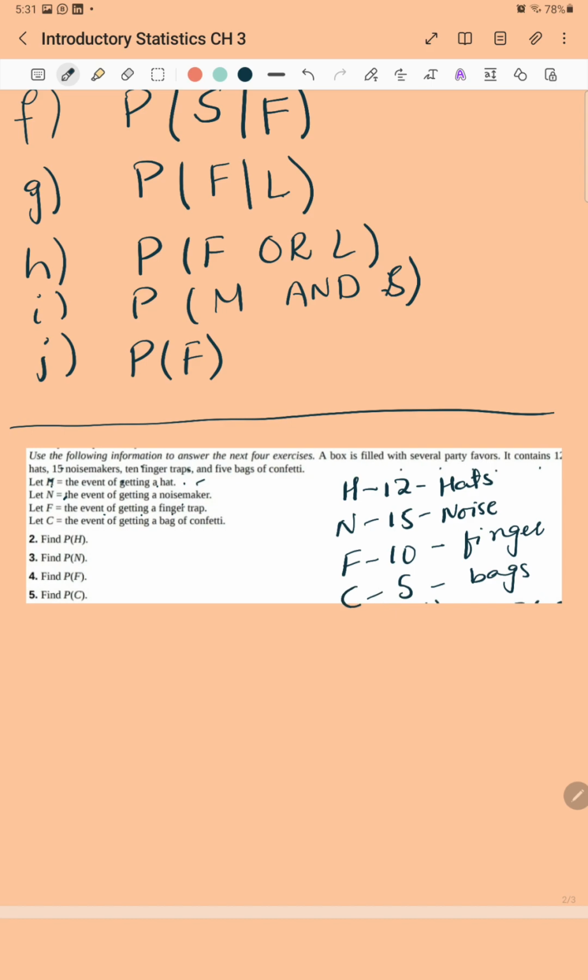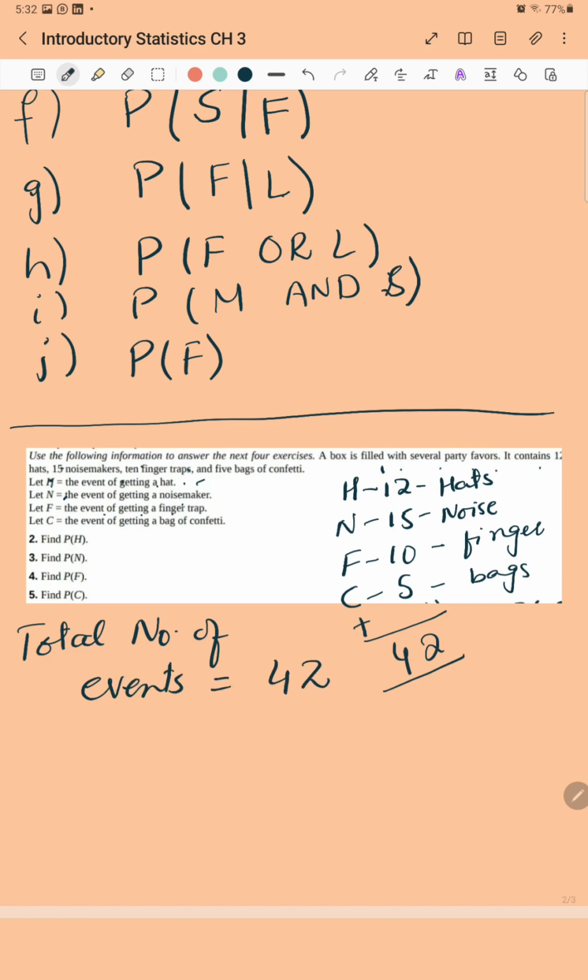Now they are saying find the probability of P of H. तो जब भी हमने probability find करनी होती है, सबसे पहले हमें total पता होना चाहिए. तो हमारे पास total क्या होगा? Let's add them all. It's going to be 42. जब तक हमें total नहीं पता होगा we cannot find out the probability. So the first thing is to find the total number of events, which is equal to 42.